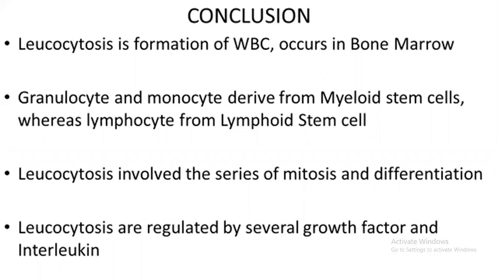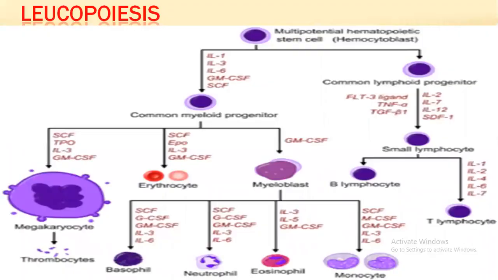Leukocytosis or leukopoiesis are regulated by several growth factors and interleukins. These are the same growth factors that we saw involved in regulating erythropoiesis. They are also involved in regulating leukopoiesis. So this diagram is familiar to you because we discussed this.